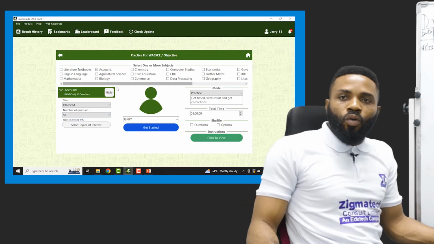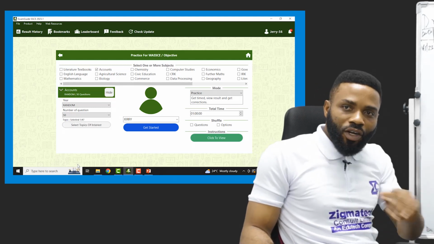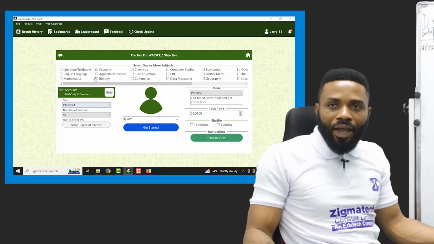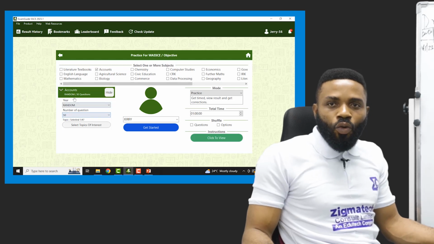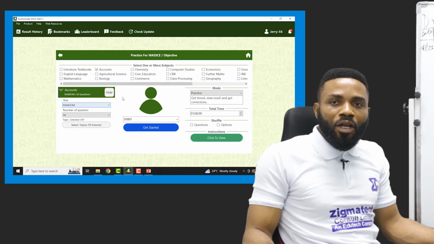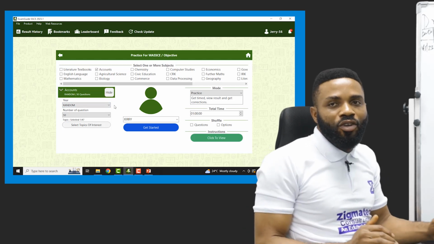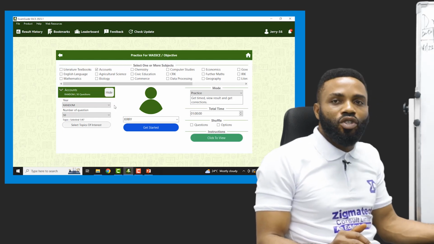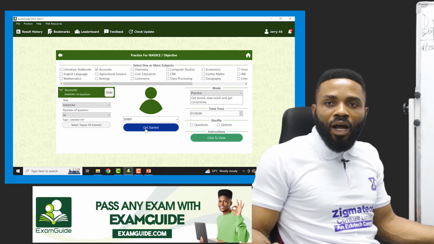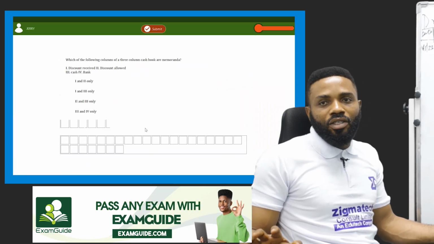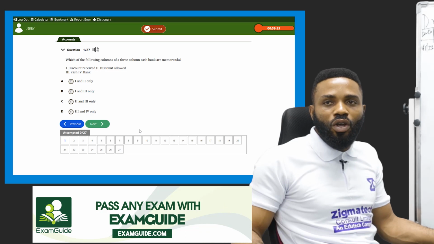Okay. Now, when you click on the exam guide, you'll see what is already showing on the screen. And then our area of interest is account. That's why account is ticked already. And then when you come to year, instead of choosing a particular year, you choose random, because random will give you a variety of questions related to the subject matter. And then once you choose random, you click on get started, and the system will generate questions that are related to what we are doing.